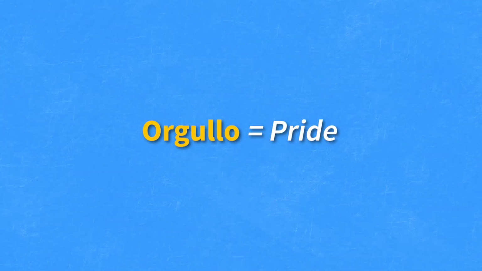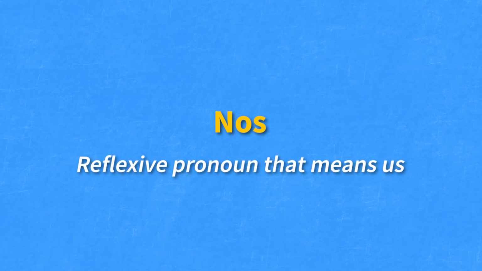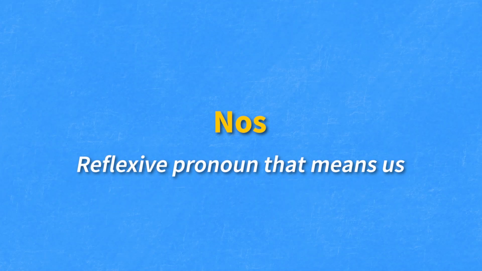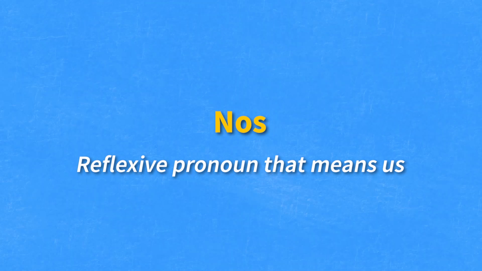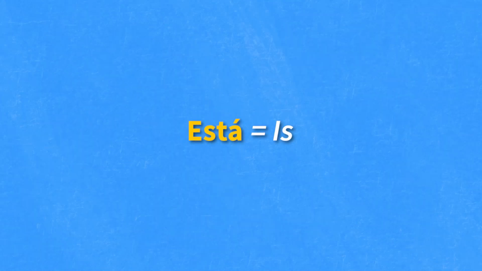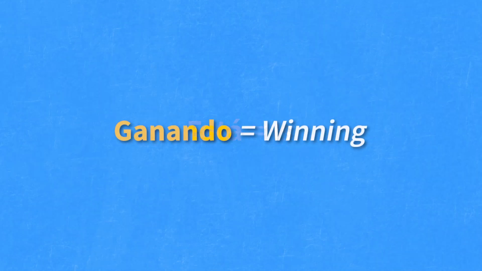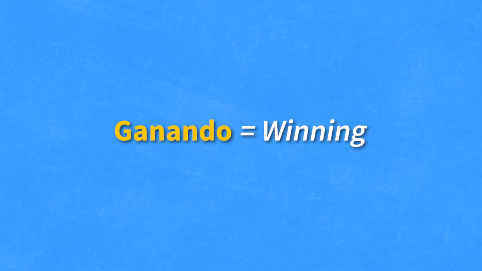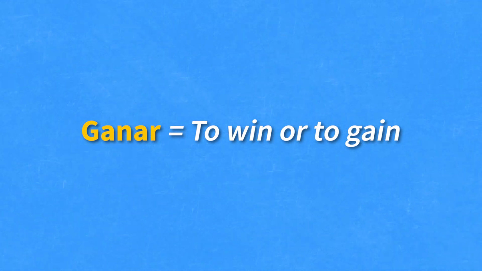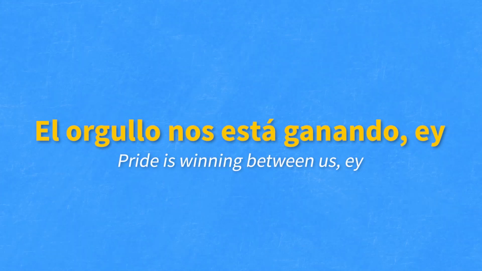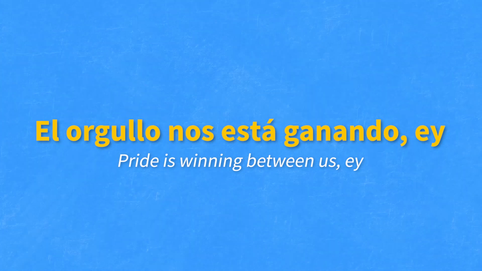Orgullo means pride. Nos is a reflexive pronoun that means us in this context, indicating that the action or condition affects the speaker and others. Está means is. Ganando is the present participle form of the verb ganar, which means to win or to gain. So altogether, el orgullo nos está ganando means the pride is winning us.